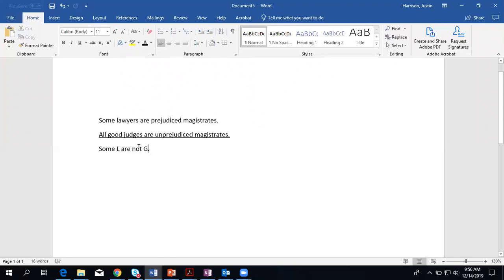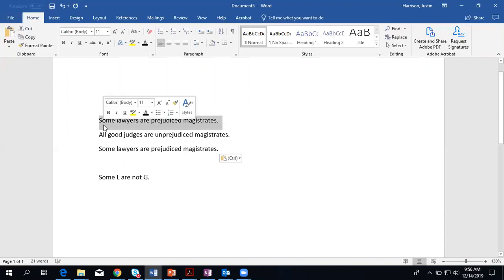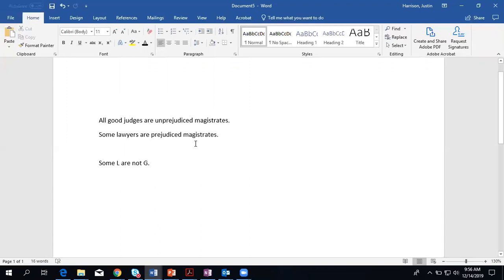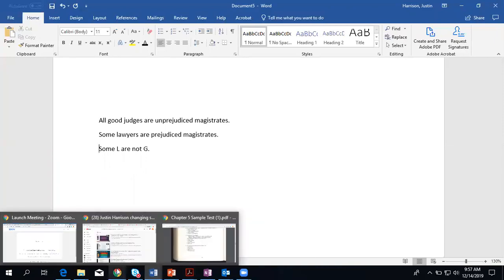And we know that the predicate needs to be the major term, or the major premise. So we know that we need to make all good judges are unprejudiced magistrates. That would be the major premise.